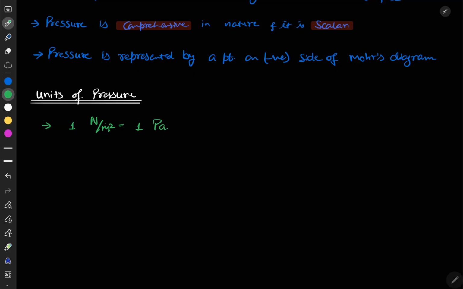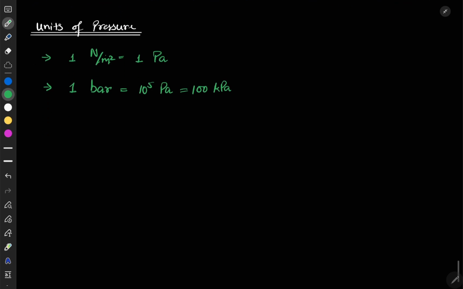Now you have bar, measurement of pressure in terms of bar, and this one bar is equivalent to 10 to the power 5 Pascal, or 100 kilopascal. Next unit is kgf, 1 kg force per centimeter square, which can be written as 9.81 into 10 raised to power 4 Pascal.